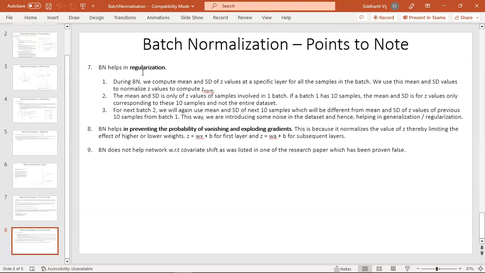When you go to batch 2, you will have the z values which correspond to the next 10 samples. So whatever mean you get out of the z values in the first batch will obviously be different from the mean value of z that you get out of batch number 2, right? So that means your sample mean is not the same as the population mean. You are unintentionally introducing some sort of noise in the network by giving a mean value or a standard deviation value of z which is not accurate. Right? So this is how you unintentionally introduce some noise in the network, making it more generalized, more regularized.